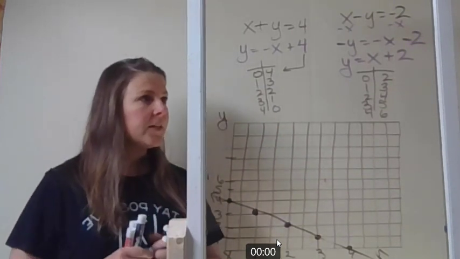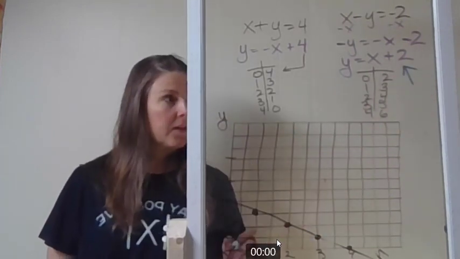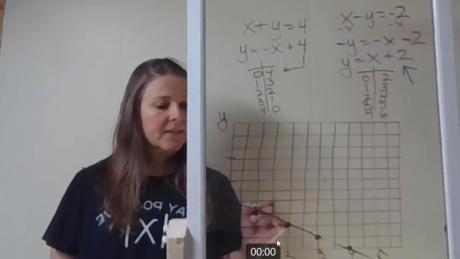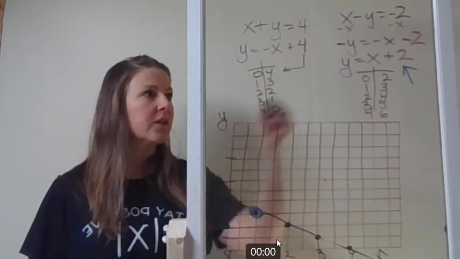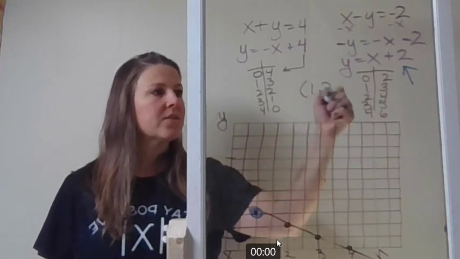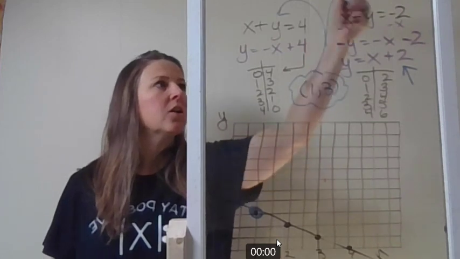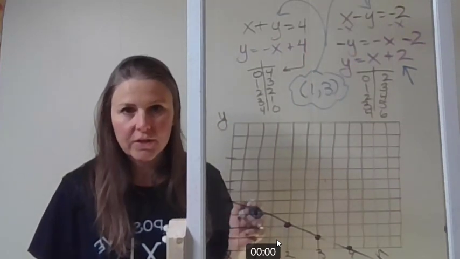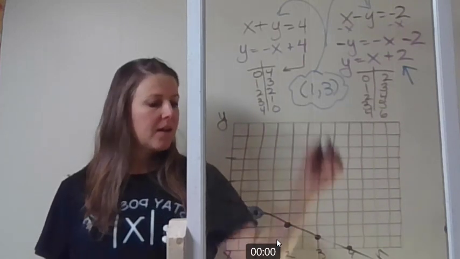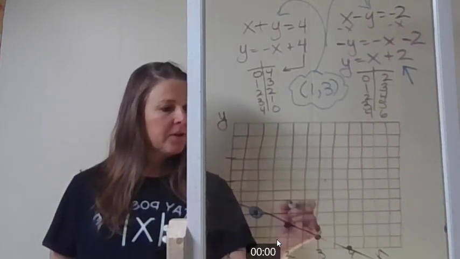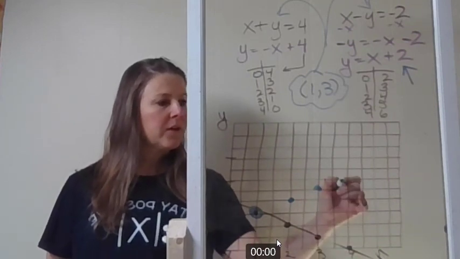And then over here, 0 gives 2, so now we're plotting this one. And 1 gives 3, and this is an exciting point because that's where they cross. So this is the solution. 1 gives 3. This point works for this equation, and it also works for that equation. It works for both equations. That's a solution point where they cross. 2 gives 4, 3 gives 5, and 4 gives 6.